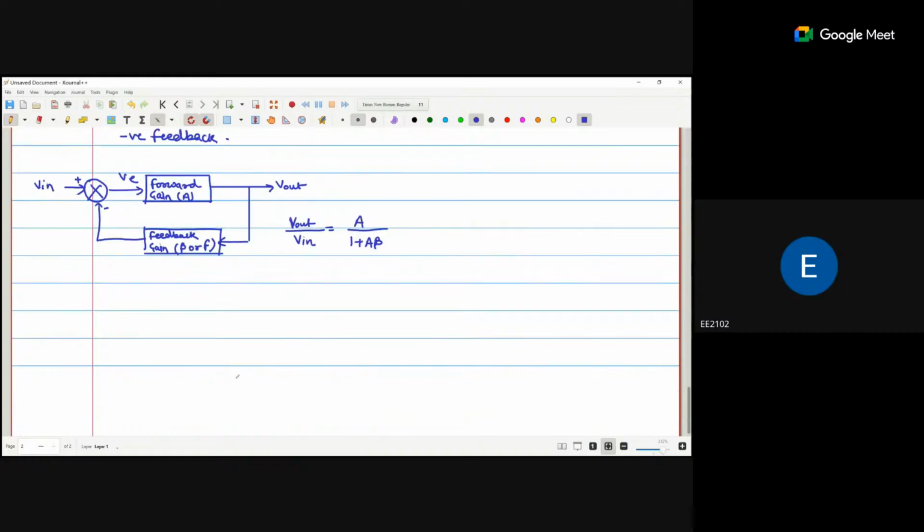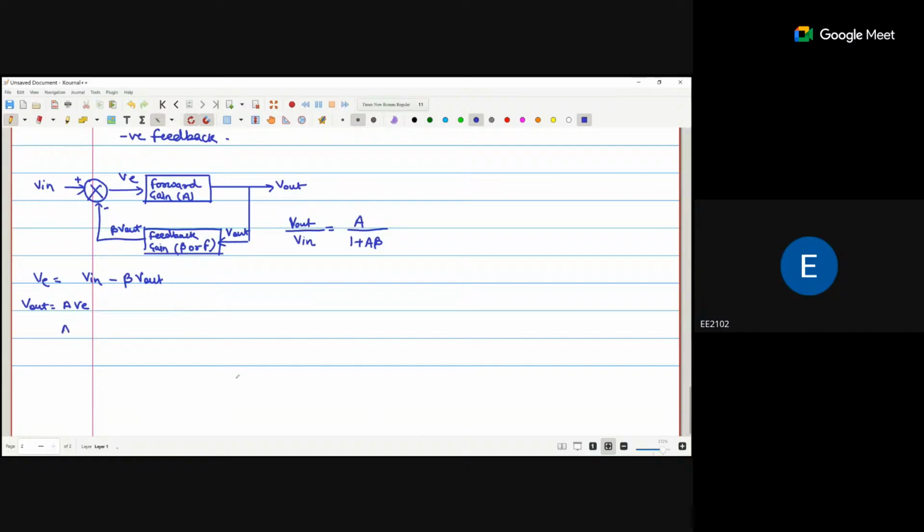Okay, how do we solve that one? So first of all, we calculate the V. V is my V in minus beta time V out. Okay, V out will be coming here, so this is the beta time V out. Okay, and V out is A time VE.